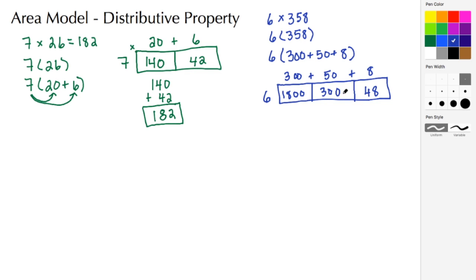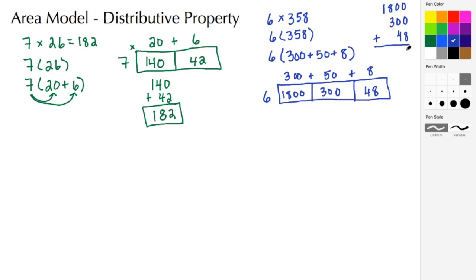So we have our 3 partial products. Now let's line those up, making sure we line them up in the appropriate place values. So matter of fact, let's do this up here. I have 1,800, then I have 300, and then I have 48.